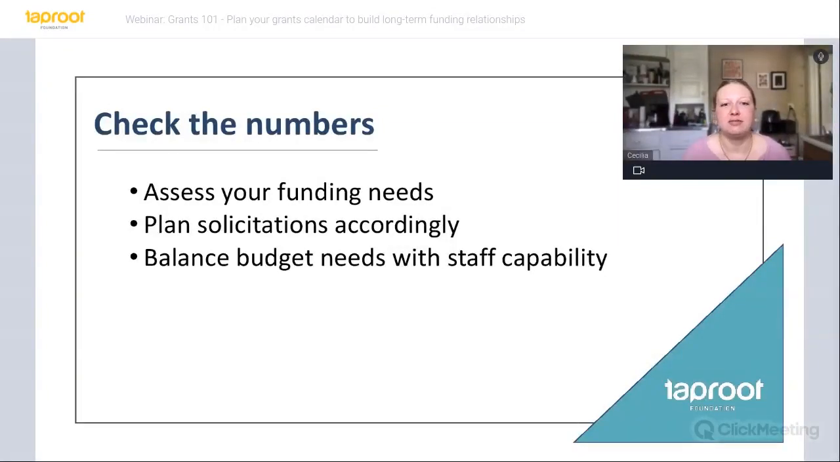And a lot of funding should come from individuals and events, but figuring out from the top, when you start your process of creating a grants calendar for the year or the next fiscal year, what your funding needs are and how many grants you need to apply to in order to meet them, knowing that because of various issues along the way, you will likely not be able to get all the grants that you apply for.